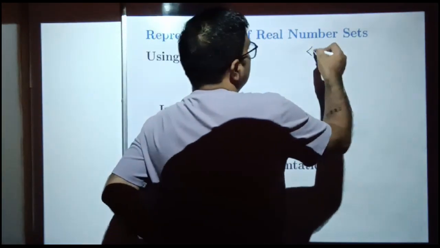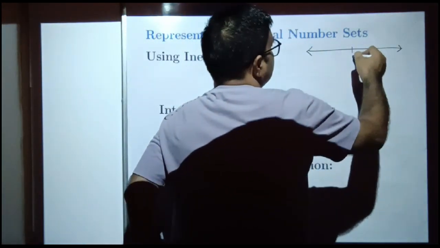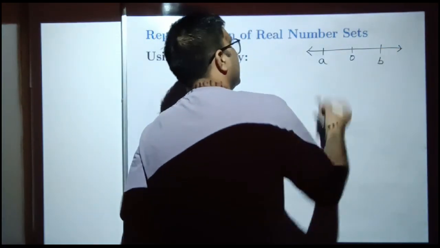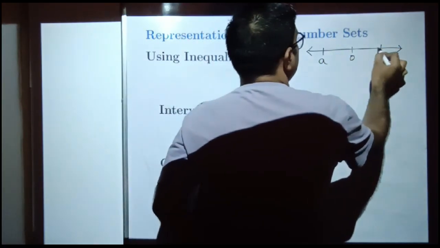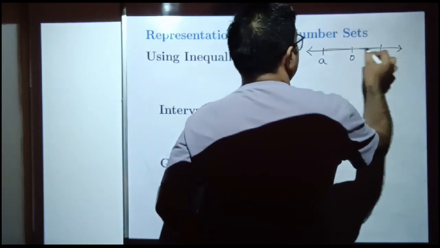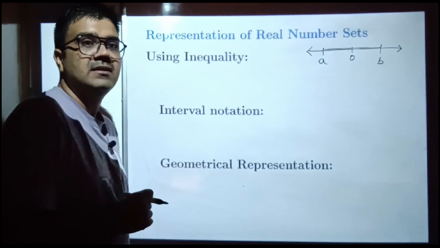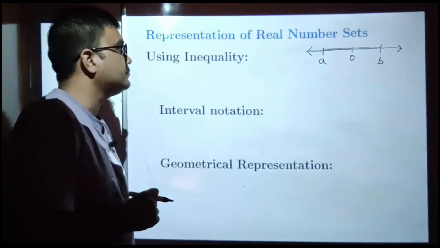I am talking about the real line we have. This is number 0. There are 2 points I am considering, A and B. I am talking about all the real numbers between these 2 points A and B.